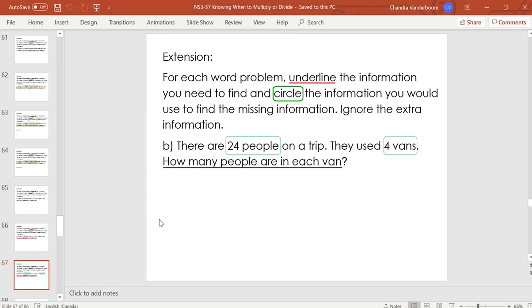So how do we solve this? Do we know our total number altogether? Yes, we do. 24 altogether. And what's the rule? When we know our total, we always divide. So 24 people divided into 4 vans equals how many people in each van? Well, let's skip count our 4s up to 24. Get your fingers ready. Ready? 4, 8, 12, 16, 20, 24. How many fingers? 6. 6 people in each van.